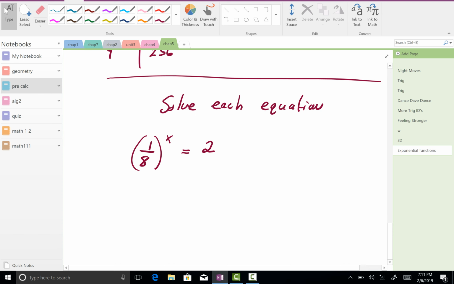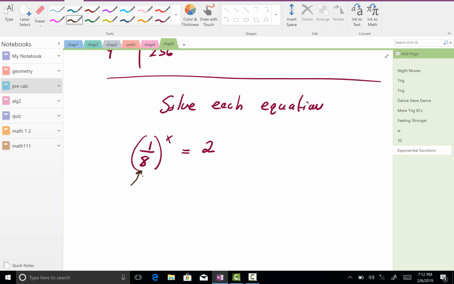So (1/8)^x is equal to 2. All right? So what we want to do is try to get this broken down so it looks like this, to a power. These things are always going to be somehow written as a power of each other. So for example, 8 is 2 to the third. Does everybody kind of see that? Right? 2 to the third. I can rewrite 8. That's 2 to the third.